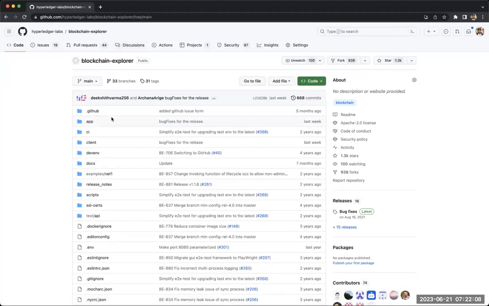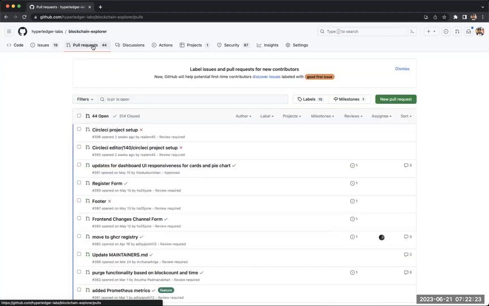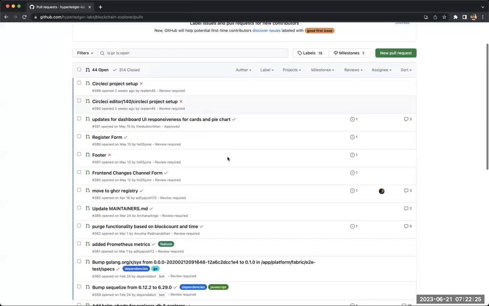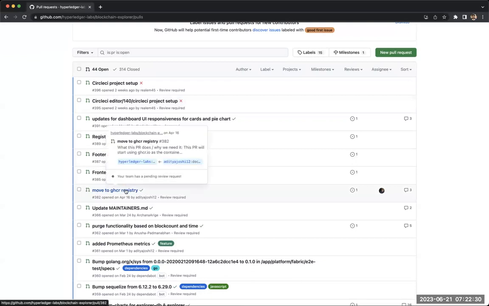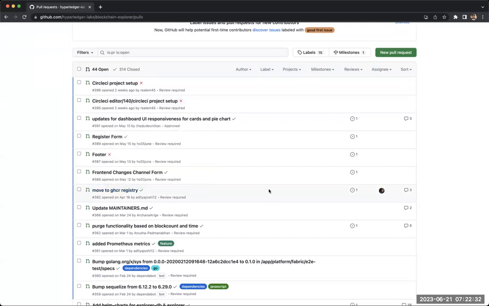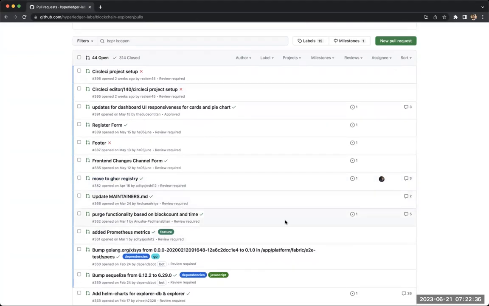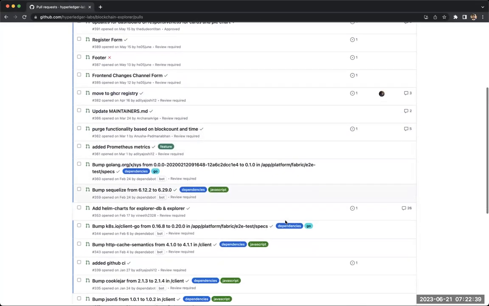Okay. So around this, GitHub Actions plus moving container images, that is pending with Aditya. So we tested GitHub Actions. It is failing at one condition. So, do we have a PR on that? Yes. Move to the GHCR registry. Added GitHub CI, it would be. This one.